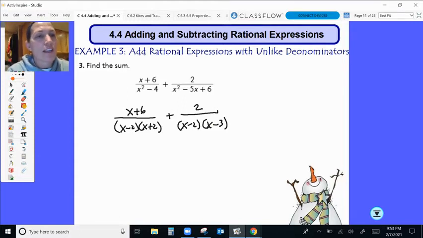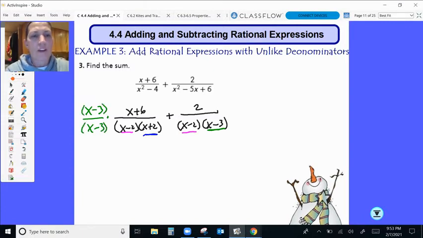Now, the shortcut is I'm going to look over here and see what is missing in my factors, okay? So I have this common negative 2, right? I have this negative 3 that I'm missing, and I have this x plus 2. Well, over here, this one's missing the green one, so I'm going to multiply this x minus 3 on top and bottom.